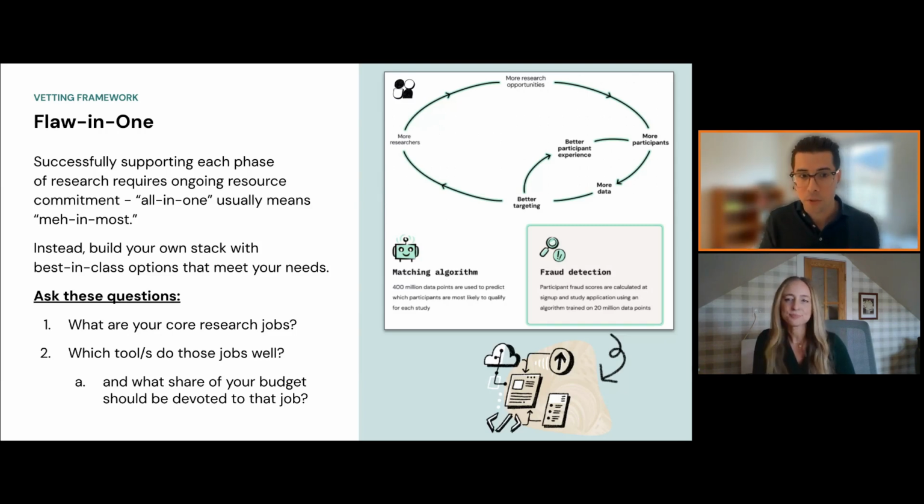So for example, at User Interviews, we just focus on what our founders call the participant layer. And so that's recruitment, screening, participant scheduling, incentives, and that's it. We do use artificial intelligence and large language models, but we use it in service of that mission. And so we have an algorithm that matches participants with projects on the back end. We don't need to bother you, the researcher, with what's going on. If you want to know, you can ask us.